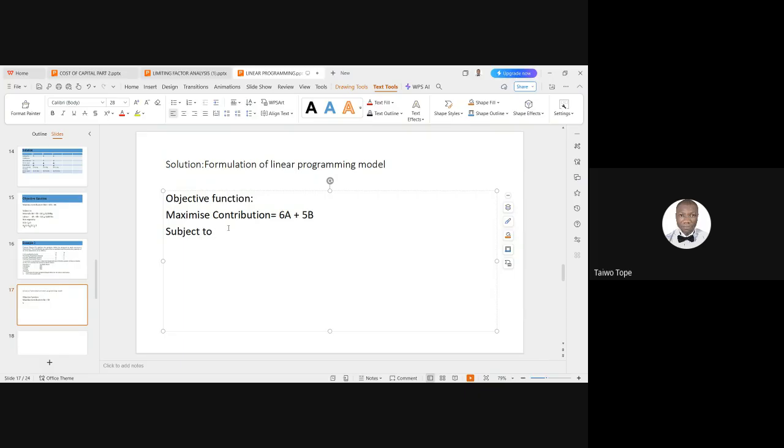So I said this contribution is subject to constraints. Subject to constraints. What are those constraints? 1, for machining department, is labor hours.